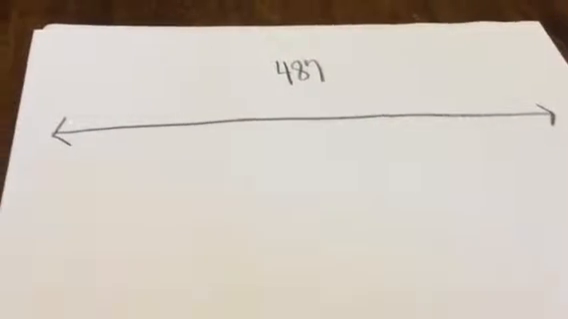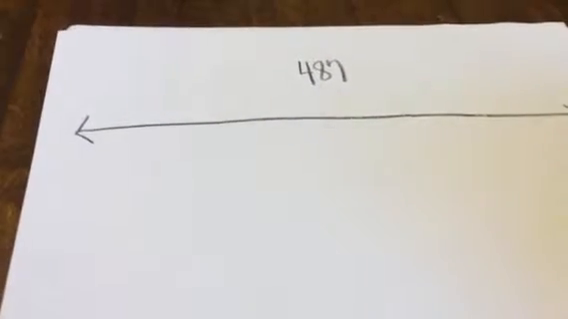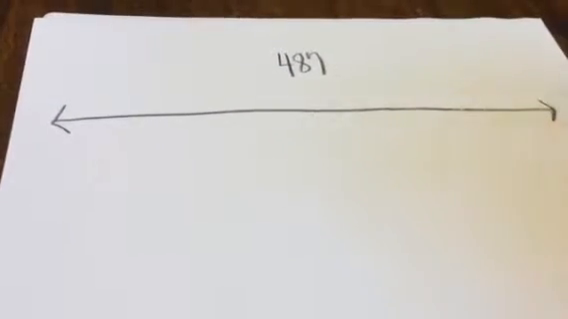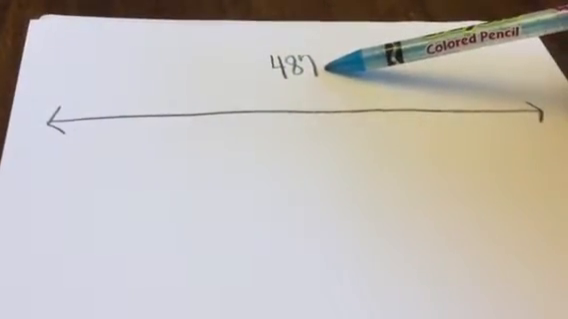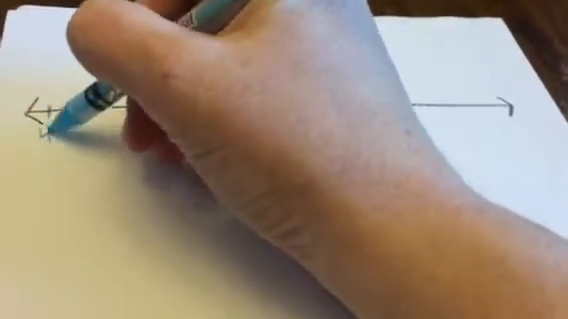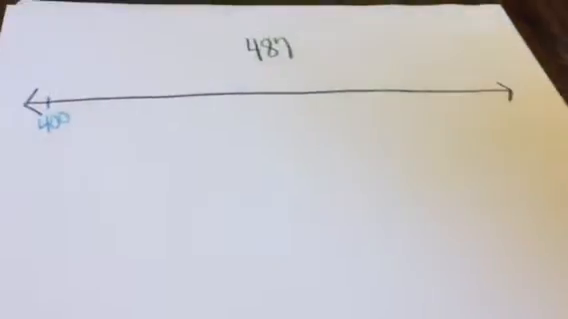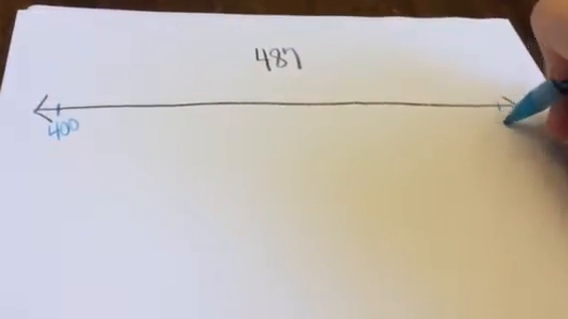Anyway, so 487, we have drawn our number line, which is the first step in what we should do. The next thing we need to do is decide which two hundreds that 487 falls between. And of course, with 400, we know that is the lower hundred it falls to. And then what comes after that hundreds-wise should be 500.